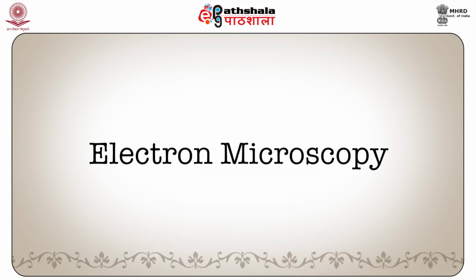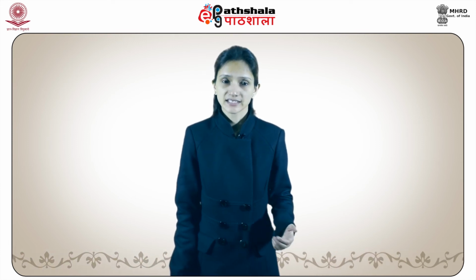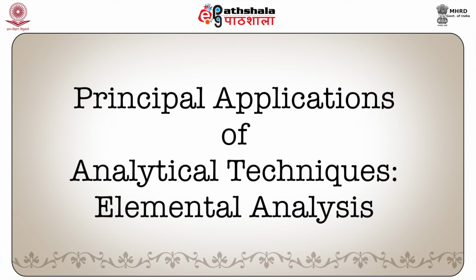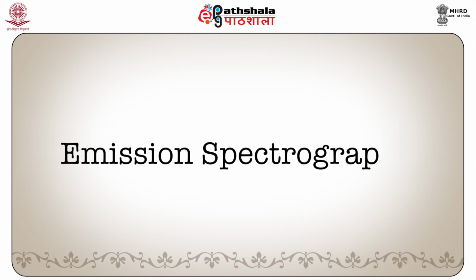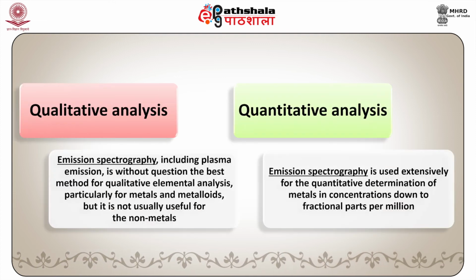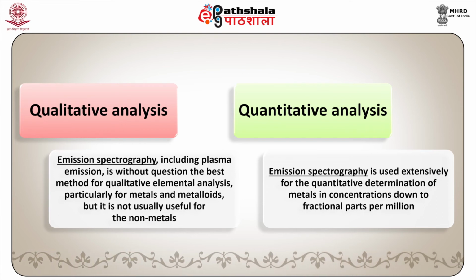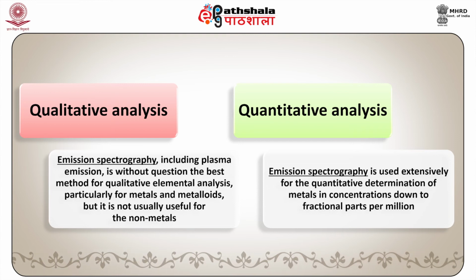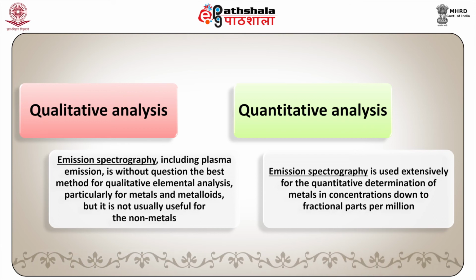Next is electron microscopy. Qualitative analysis. Electron microscopy reveals the shapes and dimensions of crystals and natural products such as plants, cells, body tissues, blood cells, and dust particles. Next is principal applications of analytical techniques in case of elemental analysis. First is emission spectrography. Qualitative analysis. Emission spectrography, including plasma emission, is without question the best method for qualitative elemental analysis, particularly for metals and metalloids, but it is not usually useful for the non-metals.